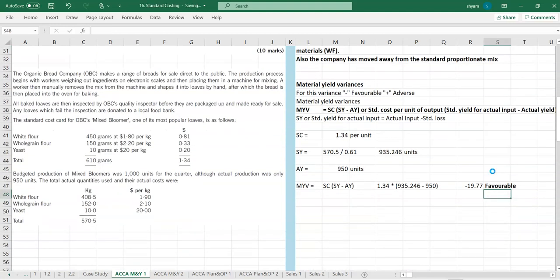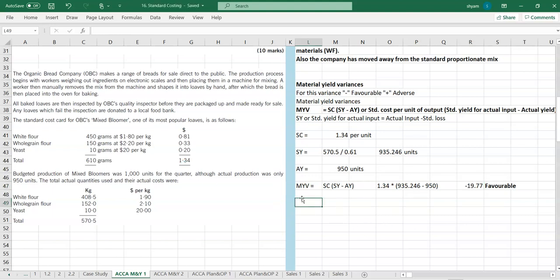So this is an output variance. All the other variances are input cost variances, but this alone is an output variance. It is something like sales variance. If an output variance or a sales variance is negative, it is actually favorable. So that's about this sum.